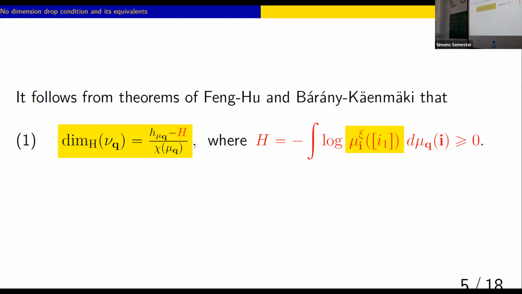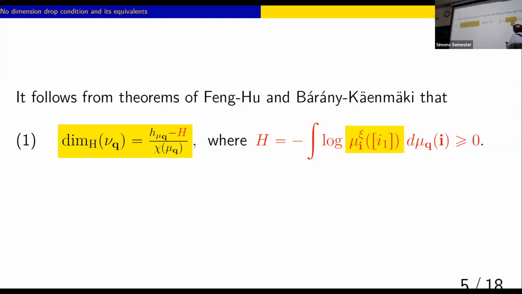This yellow part of the expression is a number which is either one or zero. The only thing we are interested in about h is whether h is positive or h is zero. It cannot be anything but positive or zero. Now, this is very important, because if h is positive, then you have dimension drop. If h is zero, you have no dimension drop. So no dimension drop is connected to the fact that this integral is zero. Now, what is this integral? The integral is the logarithm of the yellow pattern.